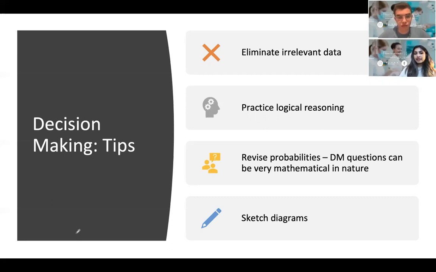Practice logical reasoning. If you look at the book that was on the previous slide, released by I Want to Be a Dentist company, that will give you tips on logical reasoning. Revise probabilities, which can be of a mathematical nature. So you just have to be able to practice all sides of it. It's not just charts and pictures. And also sketch diagrams. That will help you picture what the question is trying to say if there isn't a diagram or graph there.